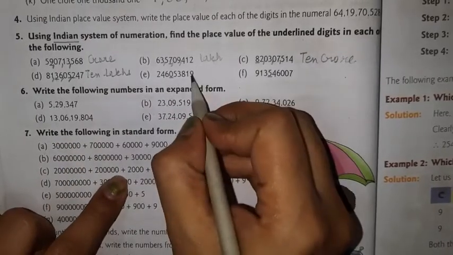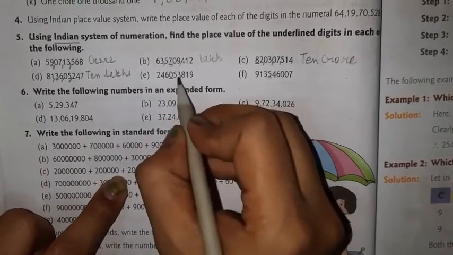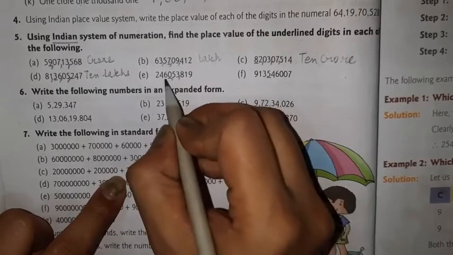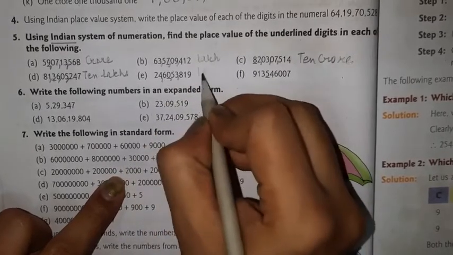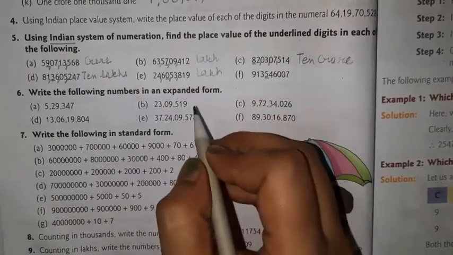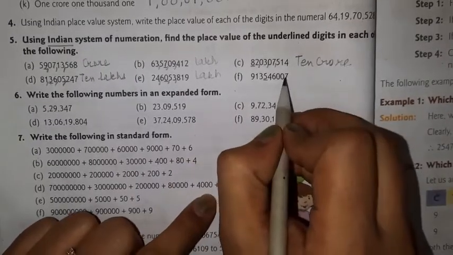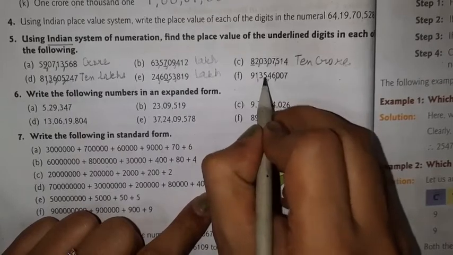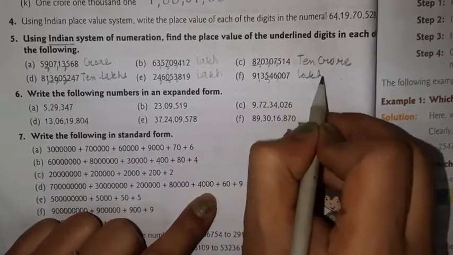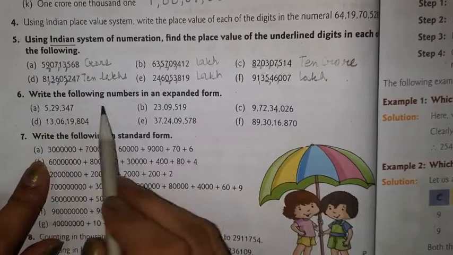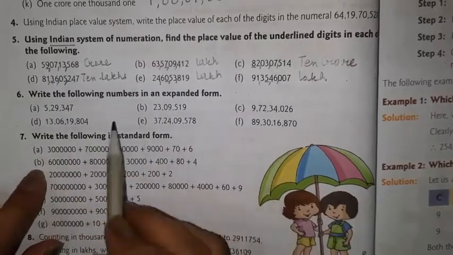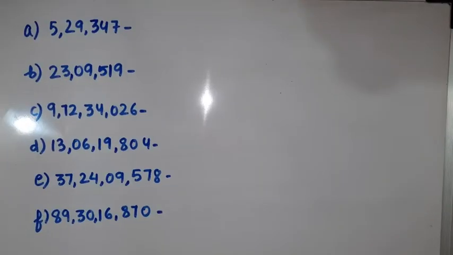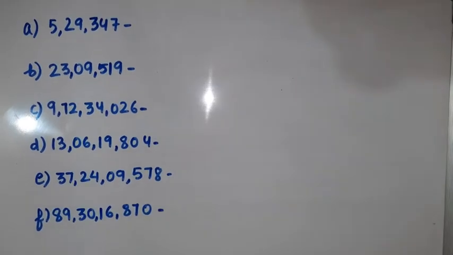Then ones, tens, hundreds, 1000, 10,000, lakh. So 0 is in lakhs place. Then after 3, 2, 2. Ones, tens, 100, 1000, 10,000, lakh. 5 is in lakhs place. Next is write the following numbers in expanded form. So let us do this. Let us write the expanded form now.